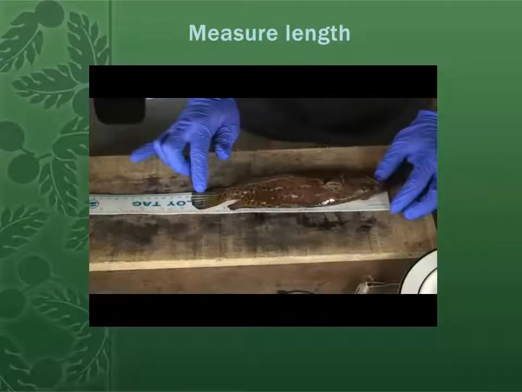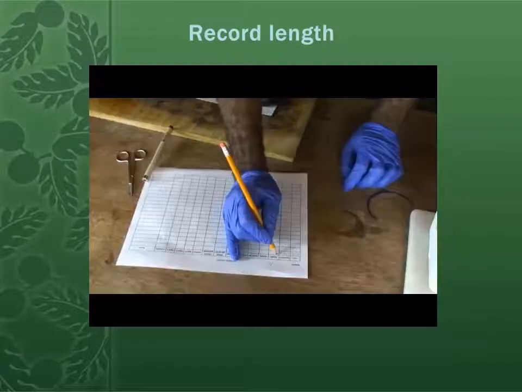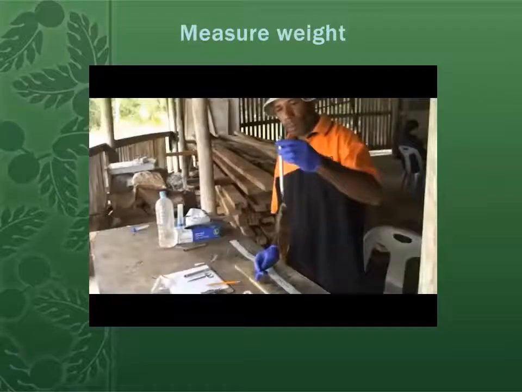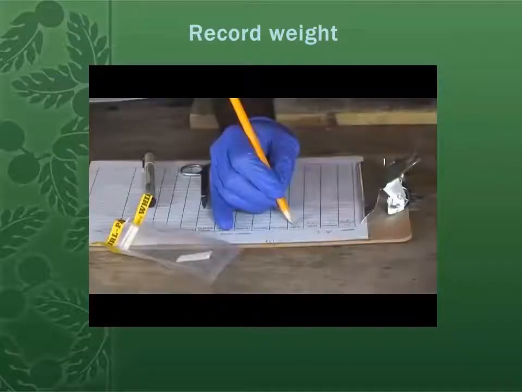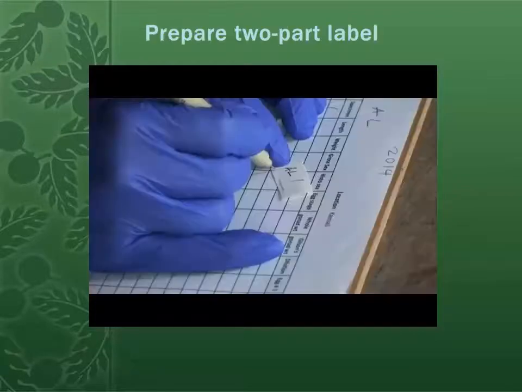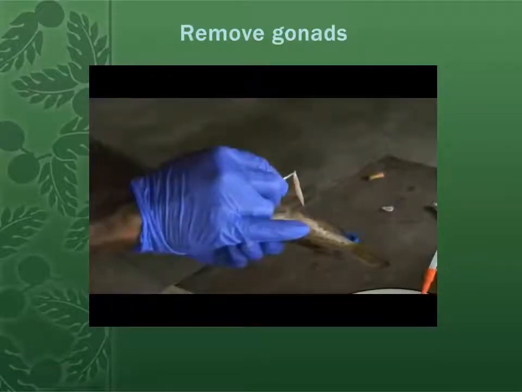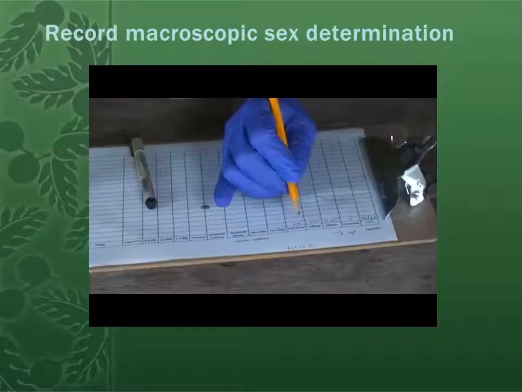Next, you'll measure the length of your specimen to the end of the middle caudal ray, being sure that the mouth is closed. Record that length on your data sheet. Then weigh your specimen using the smallest capacity hanging spring scale that you possibly can. Record the whole body weight of your specimen. Then prepare your 2-part specimen tag. Remove the gonads from the specimen, and judging by your naked eye, record what you think is the sex and maturity status of that specimen.